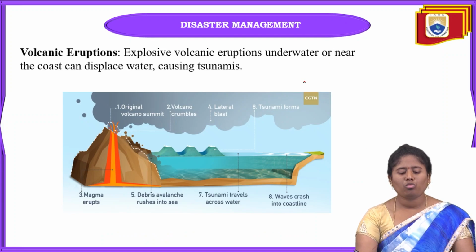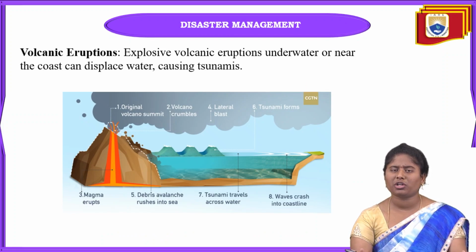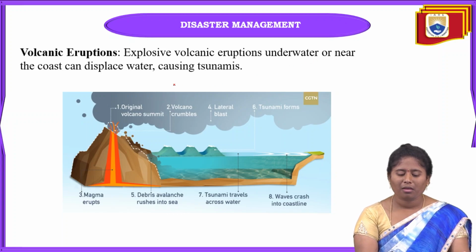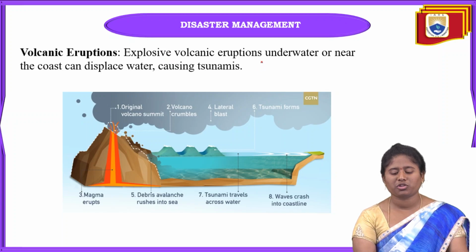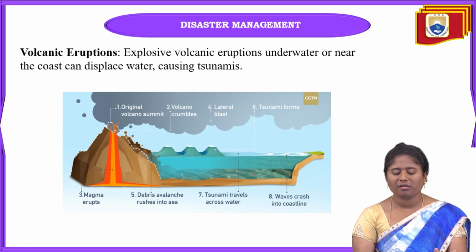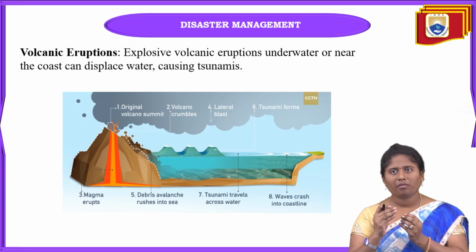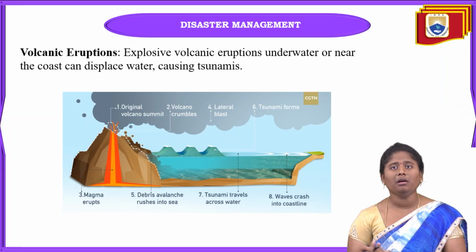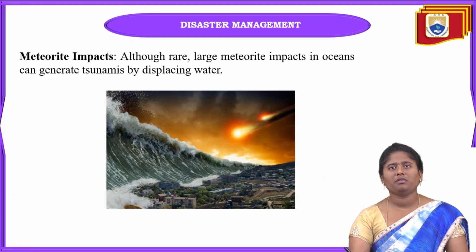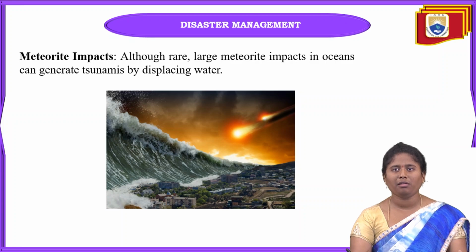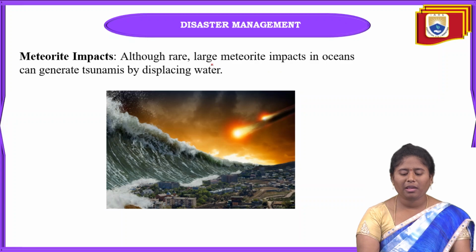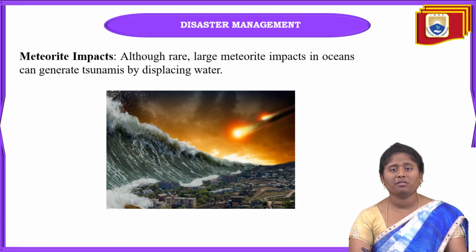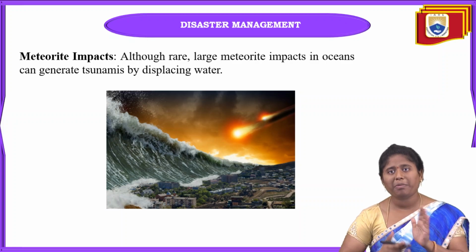And next one is volcanic eruptions, and because of this volcanic eruption how tsunamis are going to occur: any explosive volcanic eruption under the water will cause tsunamis, there will be a rise in the water level. When there is a rise in the waves, there will be a rise in the tsunamis here. And the next one is meteorite impacts, this one is very rare. Why? Because meteors come once in hundreds of years. When any large meteorite impacts the ocean, this will generate tsunamis by displacing the water.